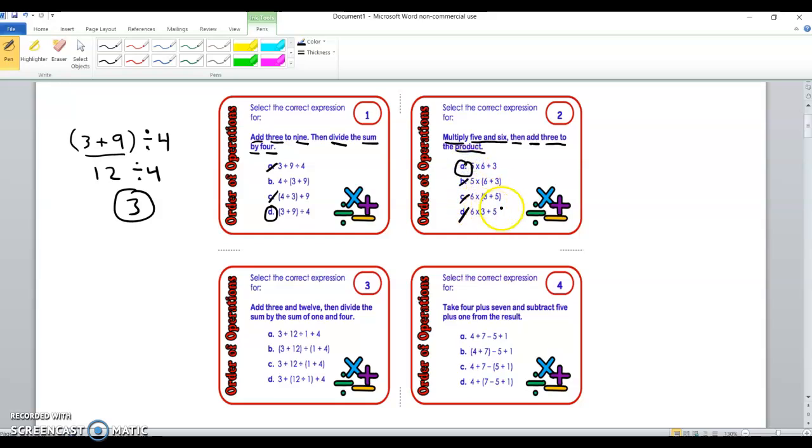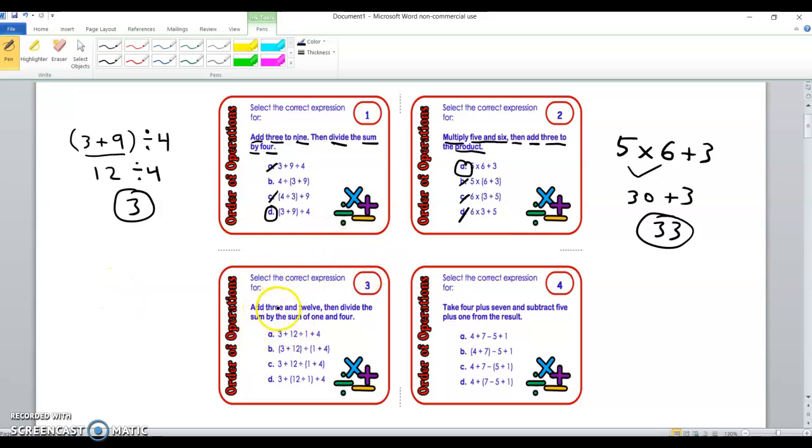So that was a straightforward one. Multiply 5 times 6, then add 3 to the product. So we have the product here, and then add 3. So choice A is our answer for number 2. If you wanted to evaluate it, we said 5 times 6 plus 3. 5 times 6 is 30, and then plus 3, that's going to be 33. So the value for number 2 is 33.